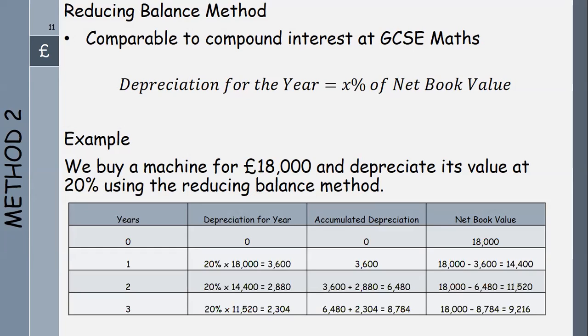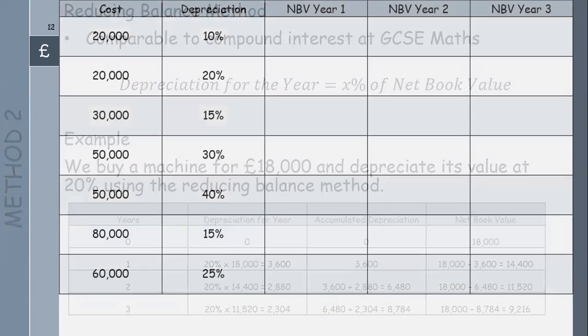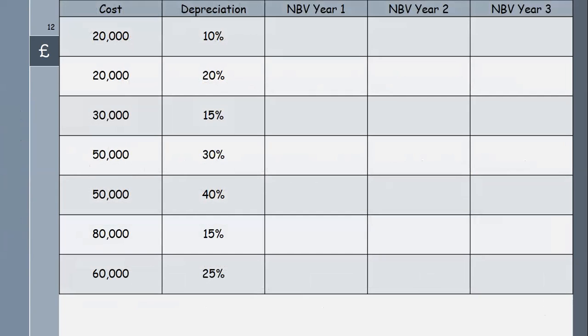So these numbers tend to get nasty and you get decimals, and it's not as nice as the straight line method. So again, can you have a go at filling in that table? So work out the net book value after each year.